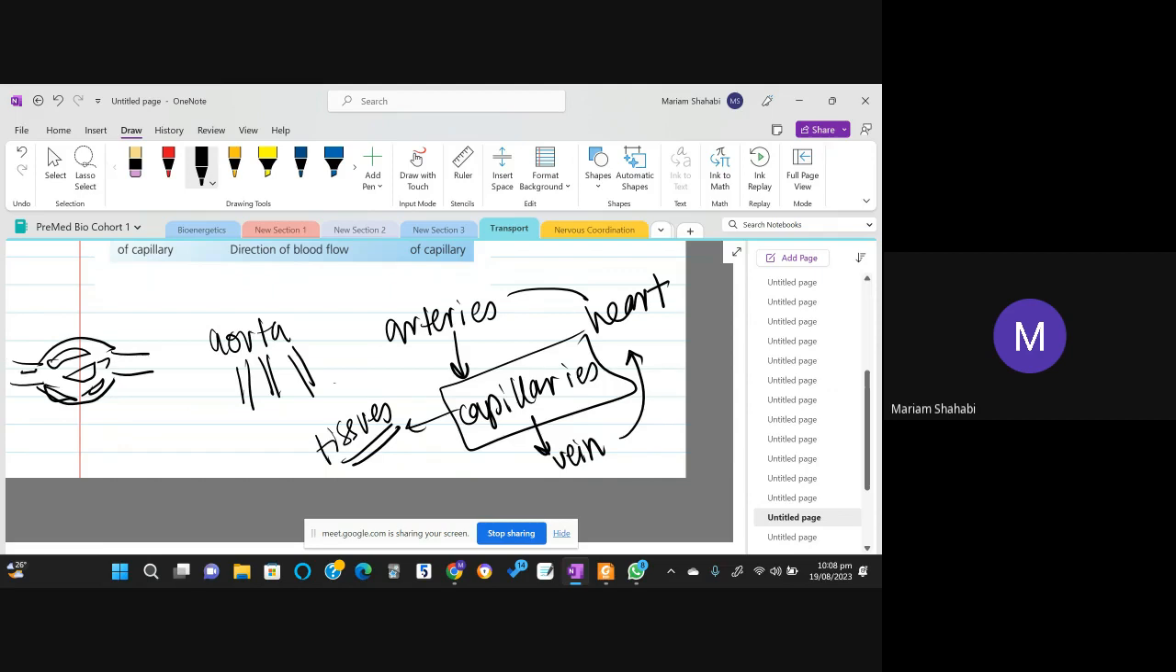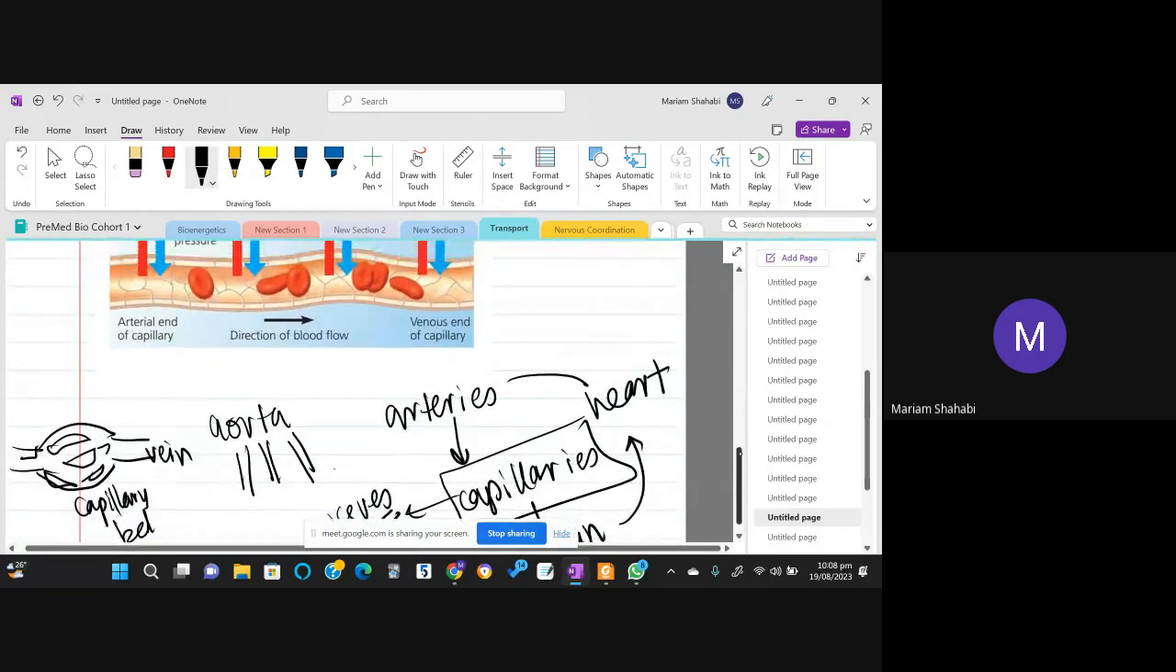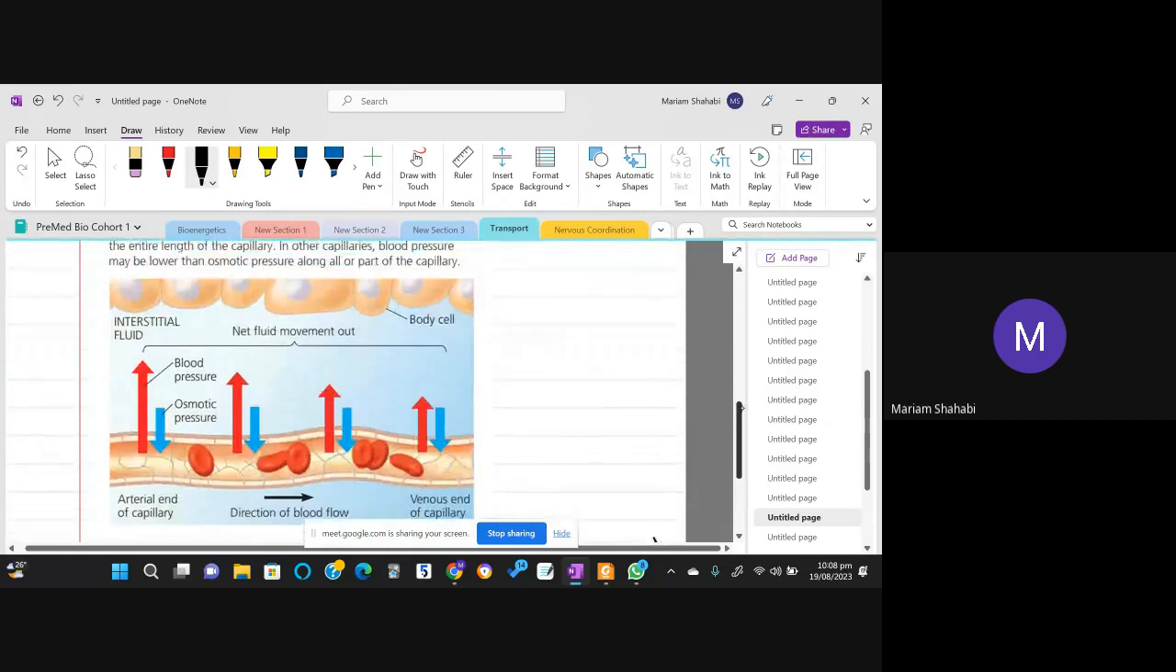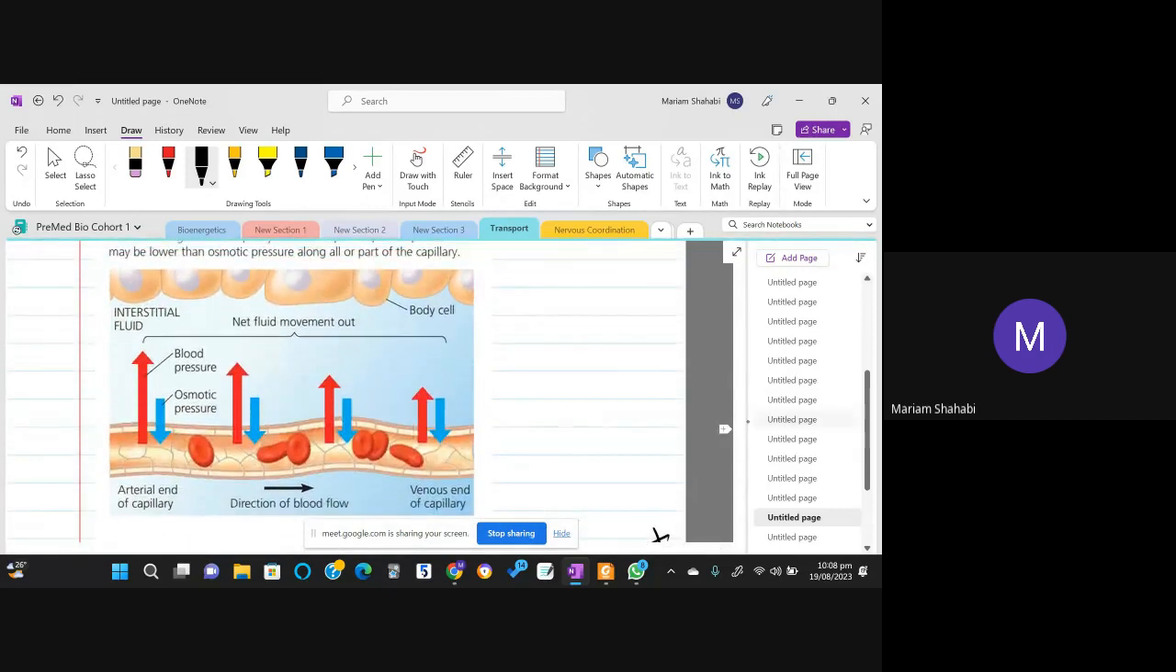Arteries will give off branches. You will have a capillary bed and you will have a vein forming. This is how arteries, veins and capillaries are connected. I think you all know this. So yeah. So now let's see what is happening at a single capillary.